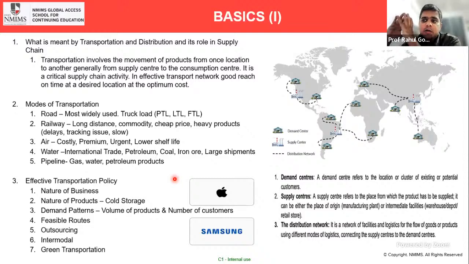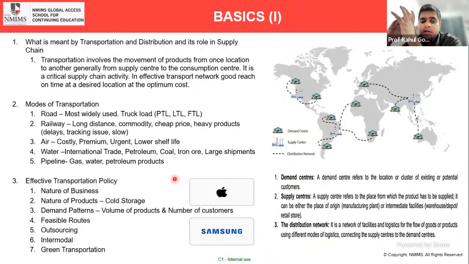Now, in your operations and supply chain management, you would have understood the role of aligning the supply chain strategy with the overall organization strategy, right? And the supply chain strategy is all about how you're going to do planning, how you're going to do procurement, how you're going to do manufacturing and delivery. Similarly, when we talk about delivery or the logistics part of the supply chain, you have to have an effective transportation policy, right? And this effective transportation policy depends upon the nature of your business, right?